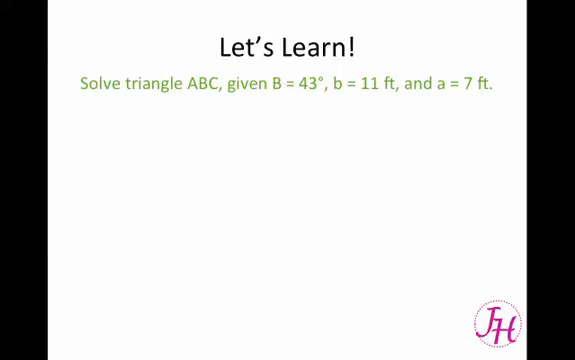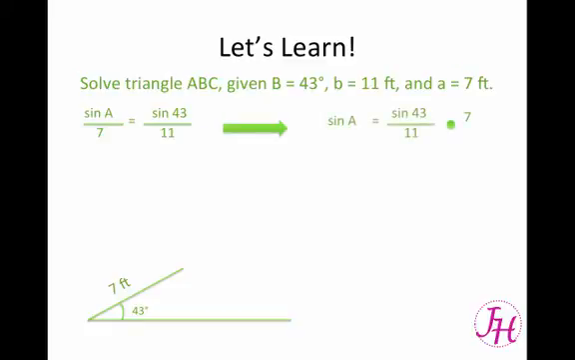Number 2, solve triangle ABC given angle B is 43 degrees, side b is 11 feet, and side a is 7 feet. So here's our drawing. We set up our law of sines, solve for sine A, and we get 0.4772. That looks good. It's less than 1, and so we can use that. So we use our inverse sine to find the measure of angle A, which is 28.5 degrees. So we can see that we can make a 28.5 degree angle there.